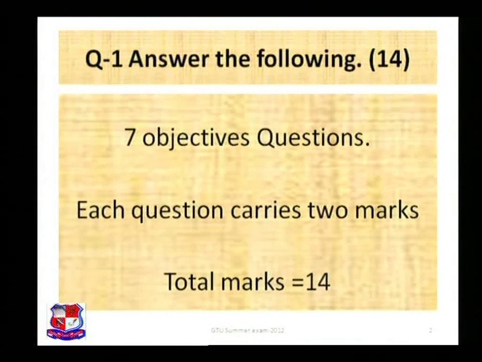Now if you see here, question 1, which is to answer the following, is given a weightage of total 14 marks. In this particular section, there are 7 objective questions. Each question is carrying 2 marks. So these 7 questions are made compulsory to attempt. It emphasizes basically the objectives that come in the middle of the textbooks.